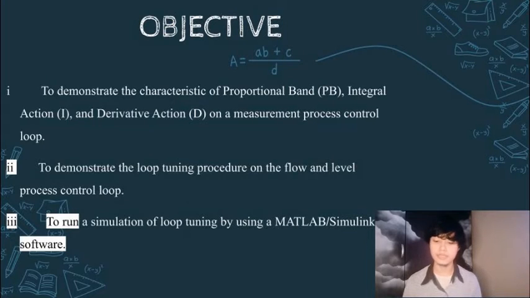Next, objective. The project objective is to demonstrate the characteristic of proportional band P, integral action I, and derivative action D on a measurement process control loop. Second, to demonstrate the loop tuning procedure on the flow and level process control loop. And last, to run a simulation of loop tuning by using MATLAB or Simulink software.